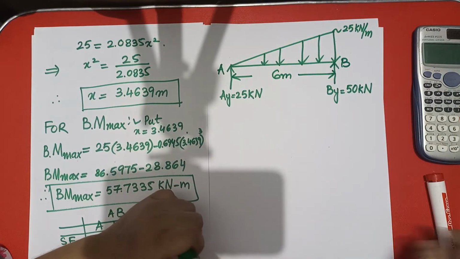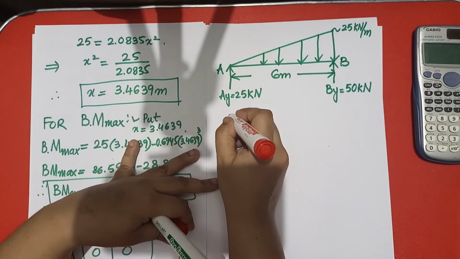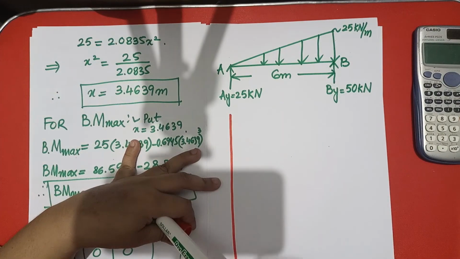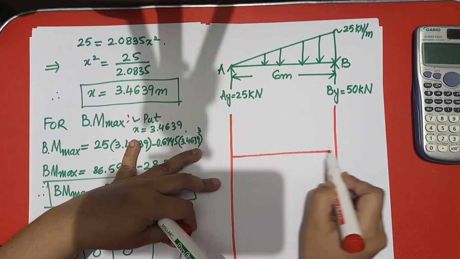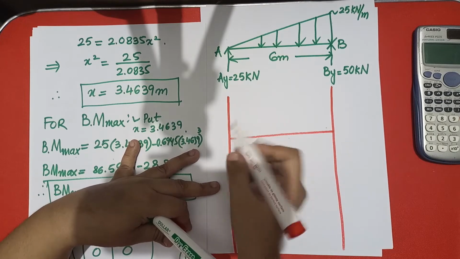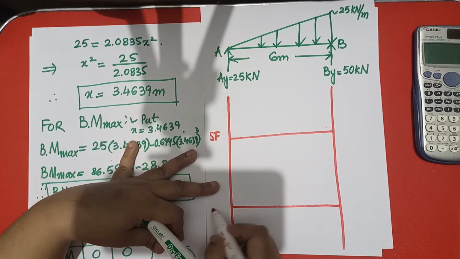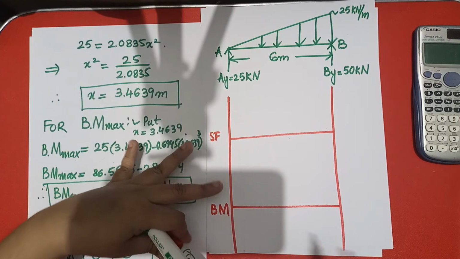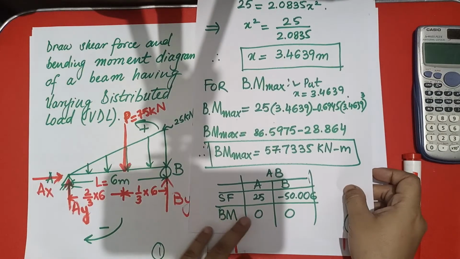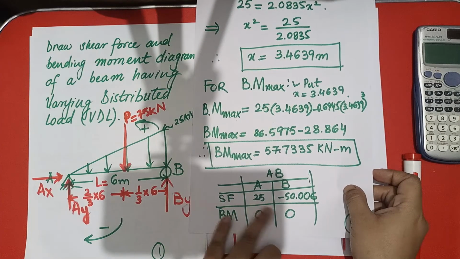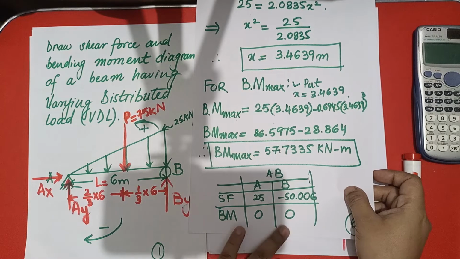So we are going to construct the shear force and bending moment diagram of this beam after getting the values. This line is for the shear force, and this line is showing the bending moment. We got the values: the initial shear force value is 25, then minus 50.006, but we are getting bending moment 0 and 0.